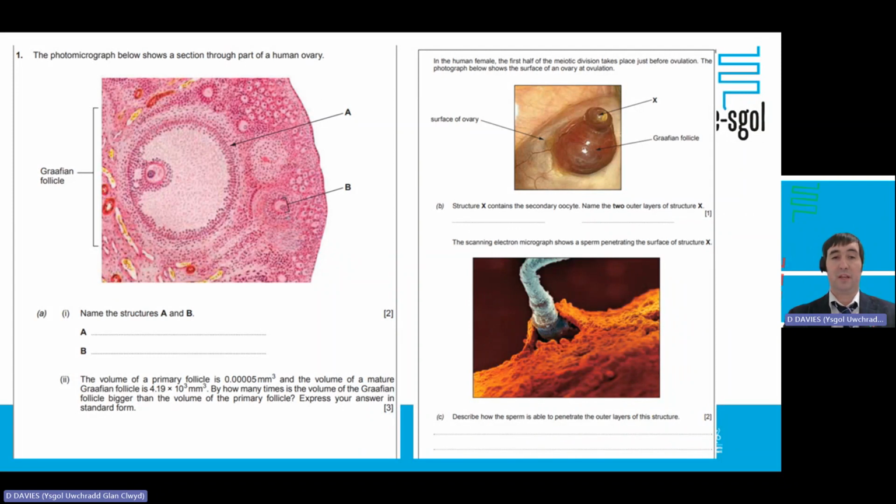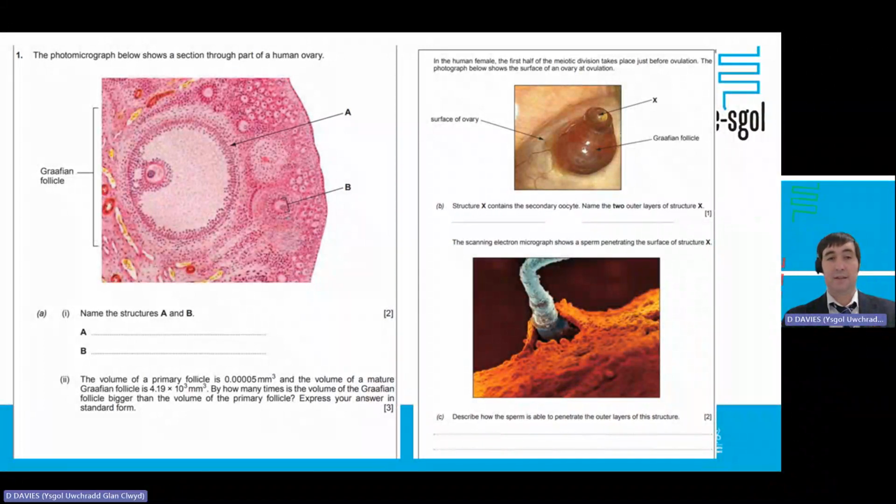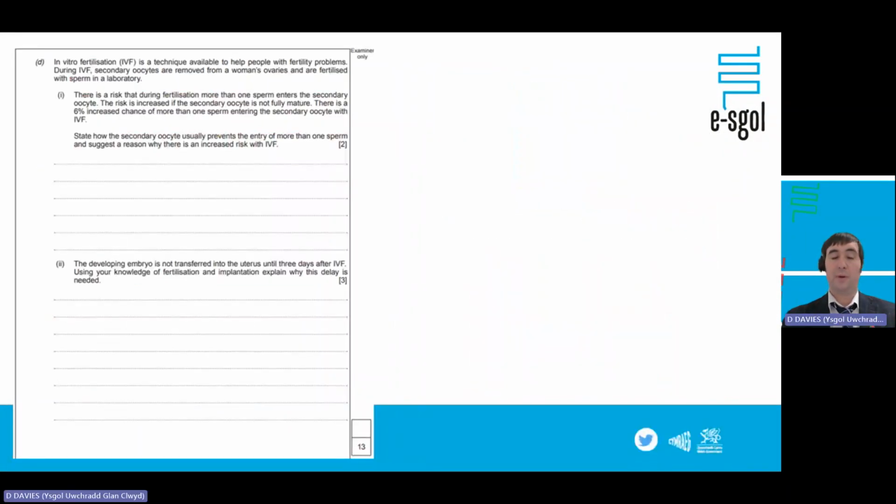Okay, so stop the video and have a bash at those answers, and I will publish the mark scheme for you in 3, 2, 1. No, I won't. There's more to the question, I'm afraid. Sorry. So state how the secondary oocyte usually prevents entry of more than one sperm. So there you're talking about your cortical reaction, aren't you? Yeah. Suggest a reason why there's an increased risk with IVF.